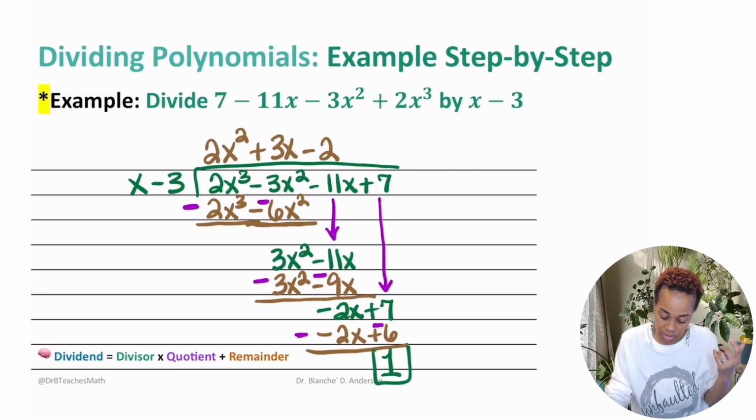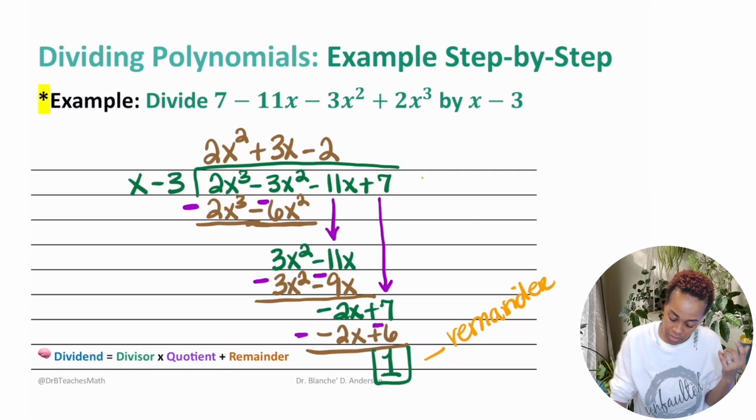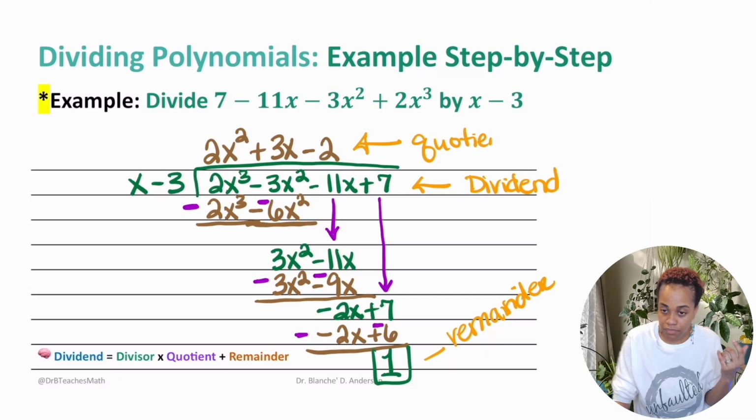So far, so good. So this is our remainder, right? This is our dividend, the number being divided. Our answer, this is our quotient. And then this is our divisor.